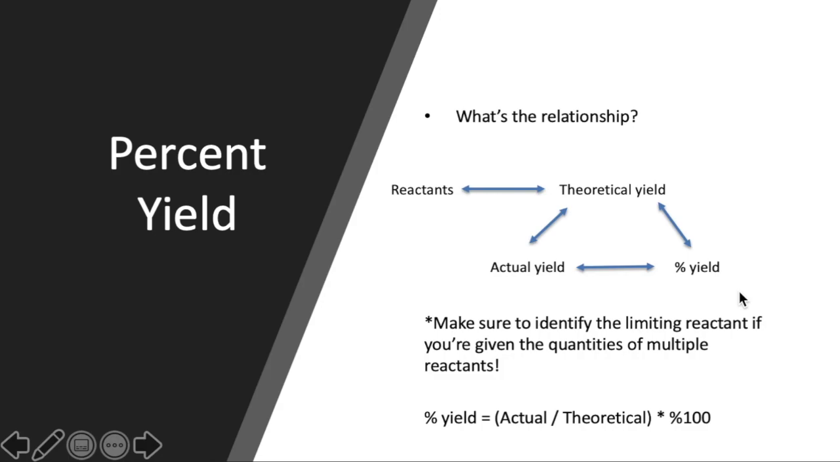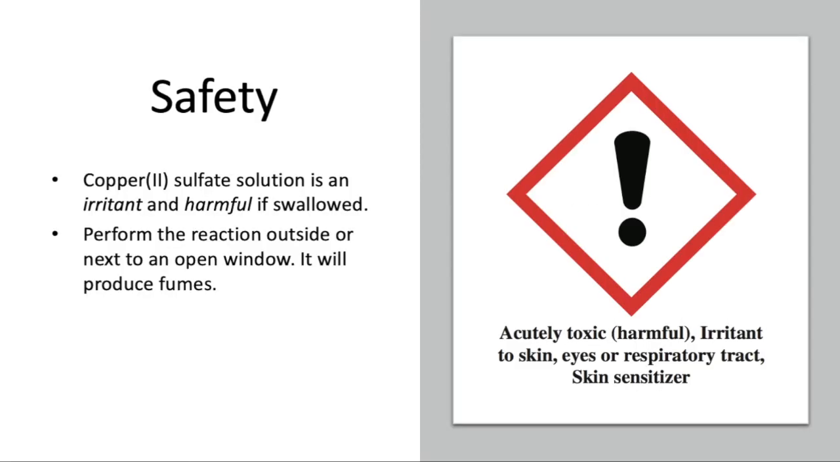If in a problem you're given multiple different quantities of reactants, then you should always assume that you need to calculate the limiting reactant. Now I'm going to tell you about the exam, but first I'm going to tell you about safety. For this experiment, the copper 2 sulfate solution is an irritant and harmful if swallowed, so you should be careful with that. And also you should perform the reaction either outside or next to an open window. It's going to produce fumes and it will be dramatic. So you need to really do it outside if you can, or next to an open window would be okay.